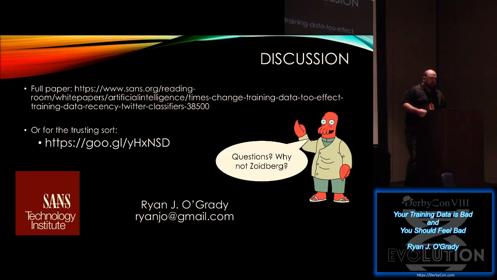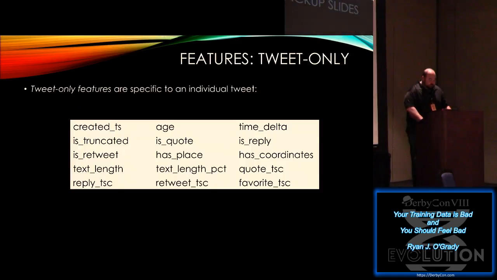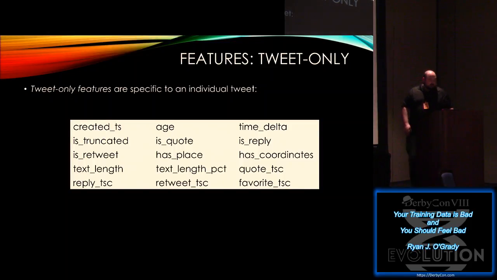Did your features for this include whether or not there was a link in the tweet? It did not. There was actually no content analysis whatsoever. So if you want to see the features, the tweet-only features, they're more or less Boolean features. Some of them are numeric, like how long has it been since the account was created.